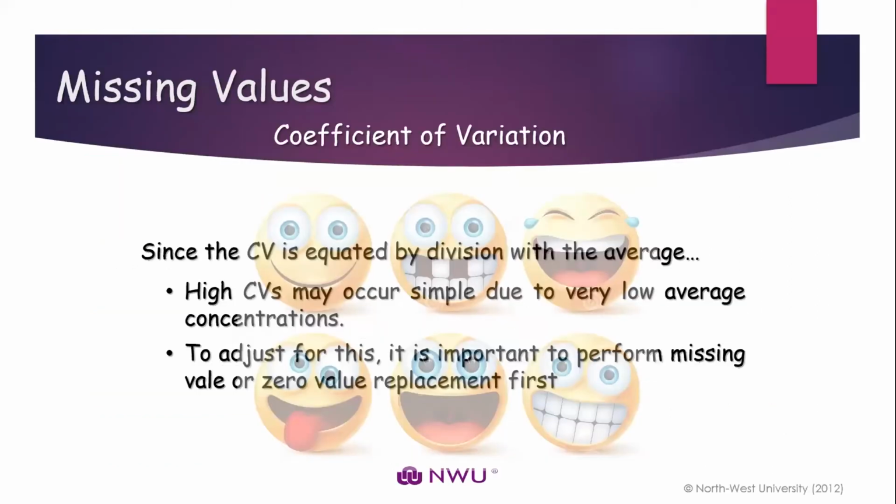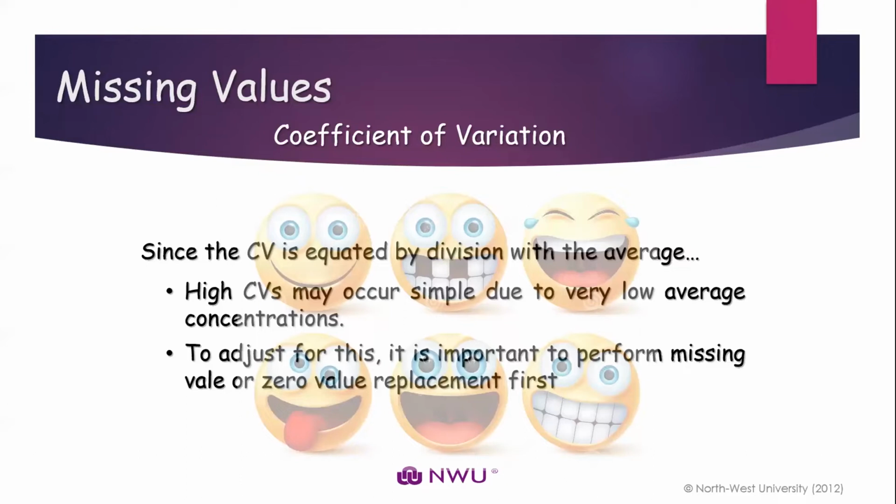Right, so missing values, when you replace missing values is rather important. So for instance, CVs, the coefficient of variation, is affected by low averages. So obviously if you've got missing values or a bunch of low values or whatever, then the CV will inflate.